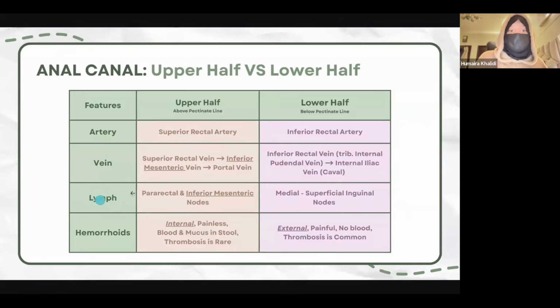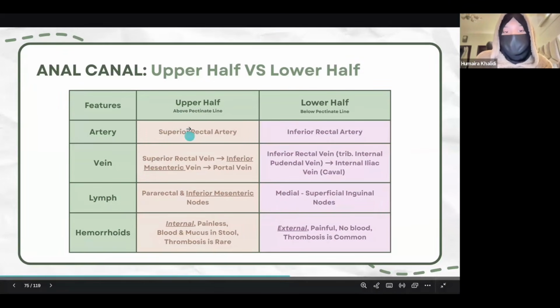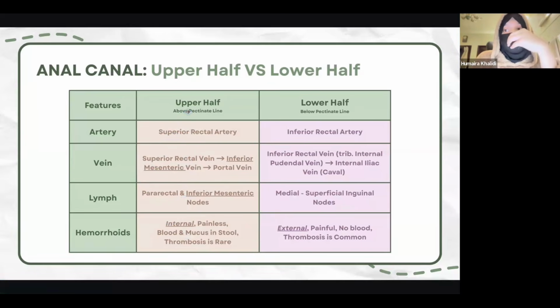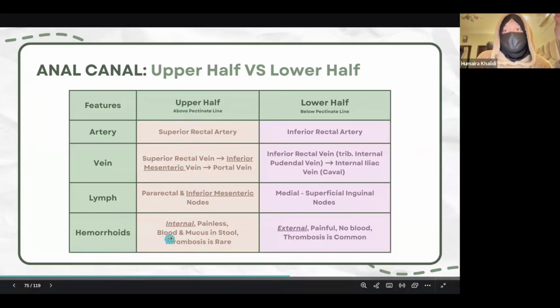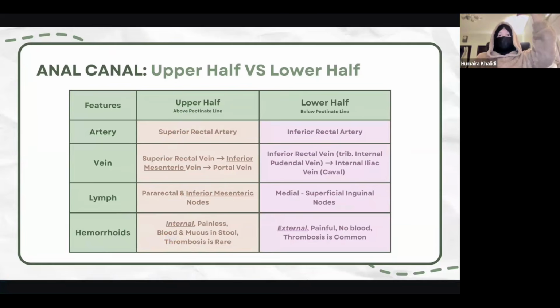The lymph nodes: the upper half drains into the pararectal and inferior mesenteric nodes. And the lower half lymph drains into the medial groups of the superficial inguinal nodes. Hemorrhoids: in the upper half, remember how we had the columns of Morgagni? This is where the hemorrhoids come in. So the columns of Morgagni are internal, and they're in the upper half of the anal canal.